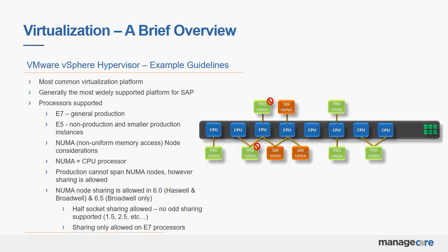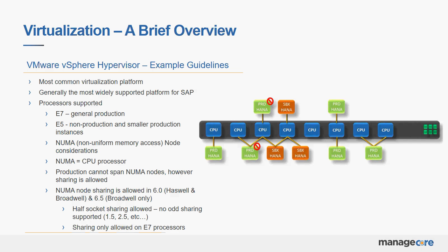NUMA nodes are a consideration when you go into VMware, and really what that means is you can consider a NUMA node a single CPU processor. If you look at the diagram on the right, you can see the blue squares that are CPUs, and effectively this server would have 8 CPUs in it, which would equate to essentially 8 NUMA nodes. Production cannot span NUMA nodes, so that's a big caveat when you're talking about designing SAP HANA on a virtualized environment. However, as of very recently, you can share NUMA nodes, which was not allowed as of a few months ago.